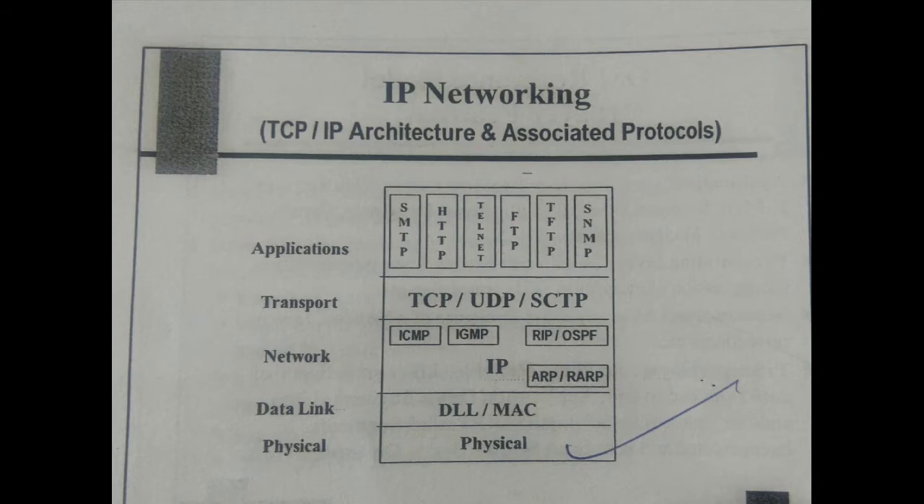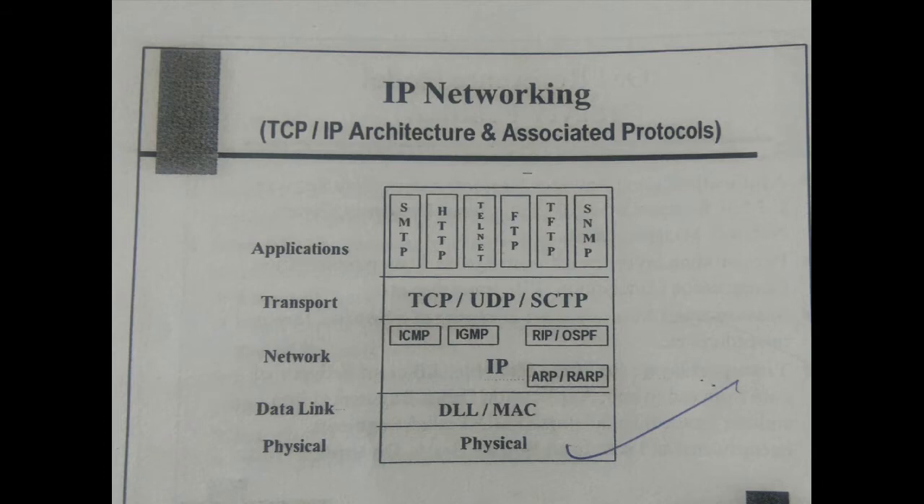In the application layer we have SMTP, simple mail transfer protocol, then HTTP, hypertext transfer protocol, then telnet, then file transfer protocol, then TFTP protocol, and SNMP protocol. And if we talk about the transport layer, we have TCP, UDP and SCTP protocols.